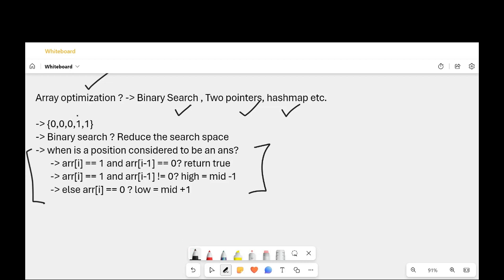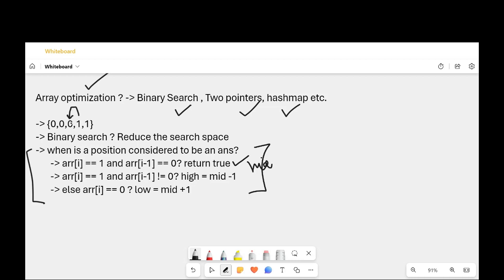And also, when will it be the first one that is encountered? If its previous element is 0, right? Any one is said to be the first one in that particular array if its just previous element is 0. So that is what we will be checking. We will take the mid element, and every time I get the mid element, I have to check if that particular element is equal to 1, and if its i minus 1th element, that is its just previous element, is equal to 0, then that particular one is a transition point, and we will return the mid value.